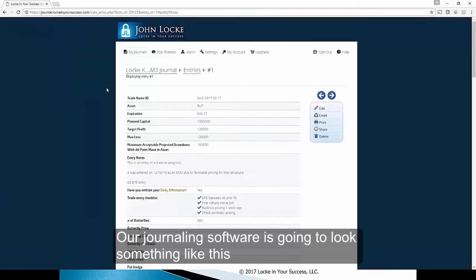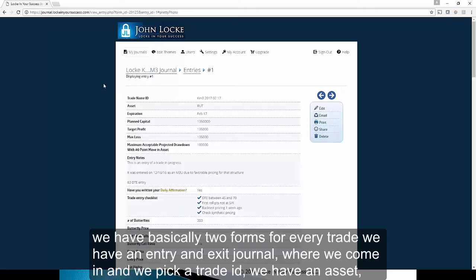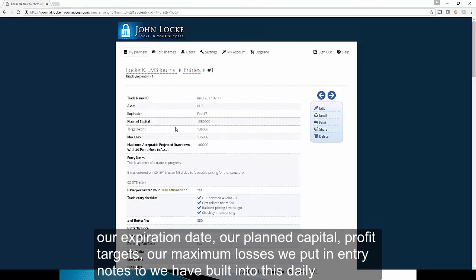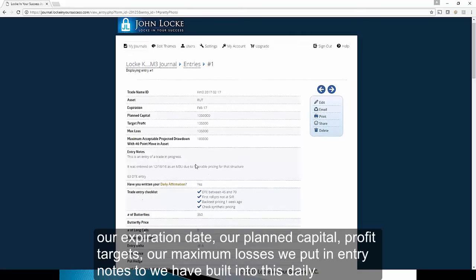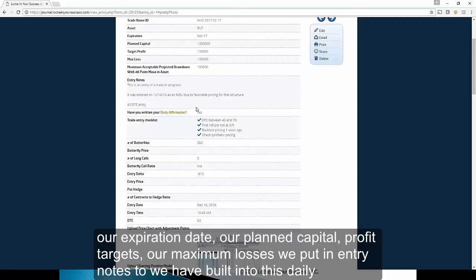Our journaling software is going to look something like this. We have basically two forms for every trade. We have an entry and exit journal where we come in and pick a trade ID, an asset, our expiration date, our planned capital, our profit targets, and our maximum losses. We put in entry notes.